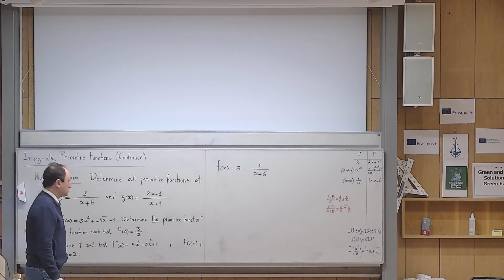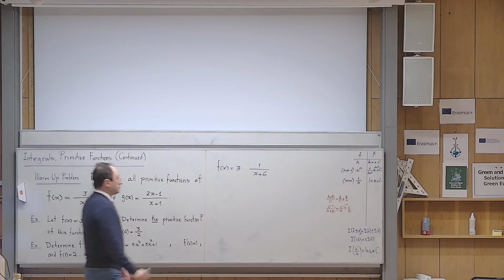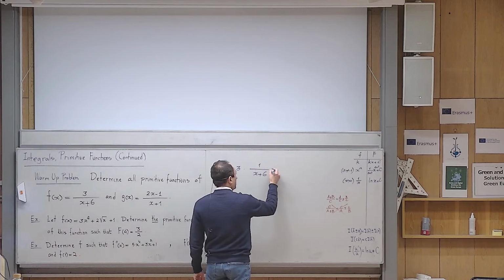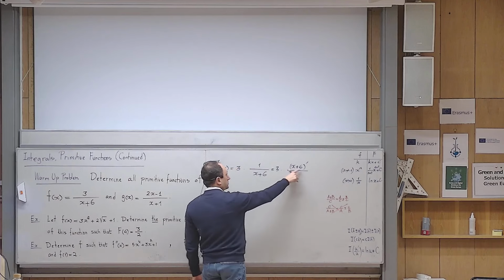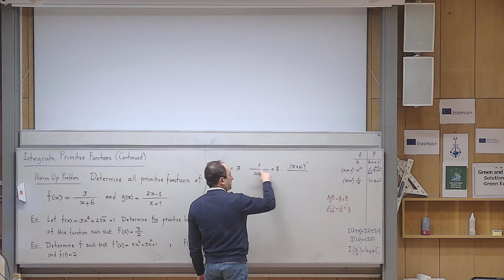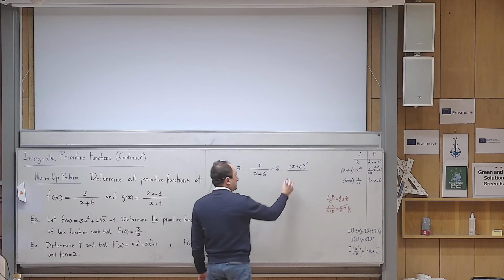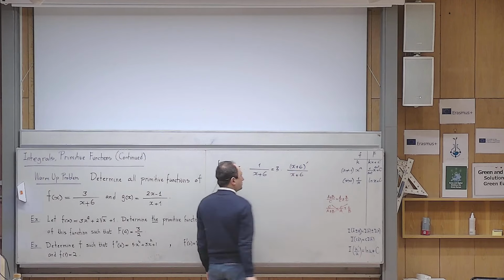Yes, that's the same thing. But now this 1 can be viewed as x plus 6 prime. Yes, because x plus 6 prime, the derivative of x is 1, the derivative of 6 is 0, so that's 1. But you might say, what is the benefit of doing this?